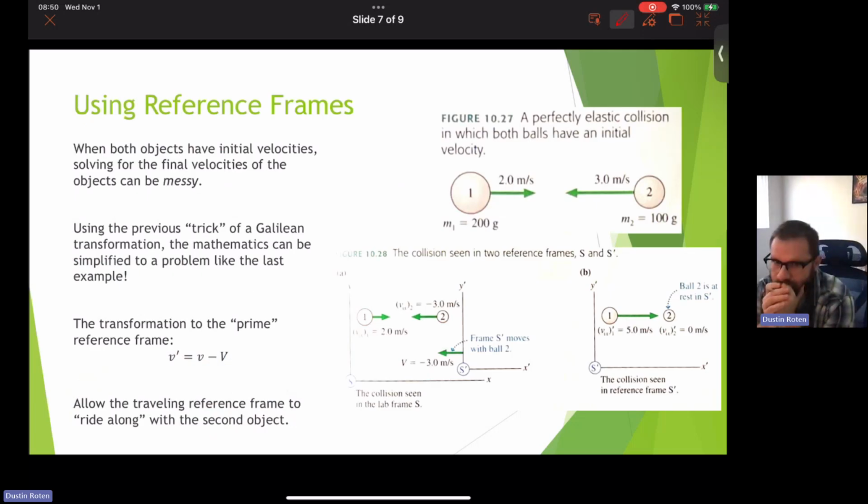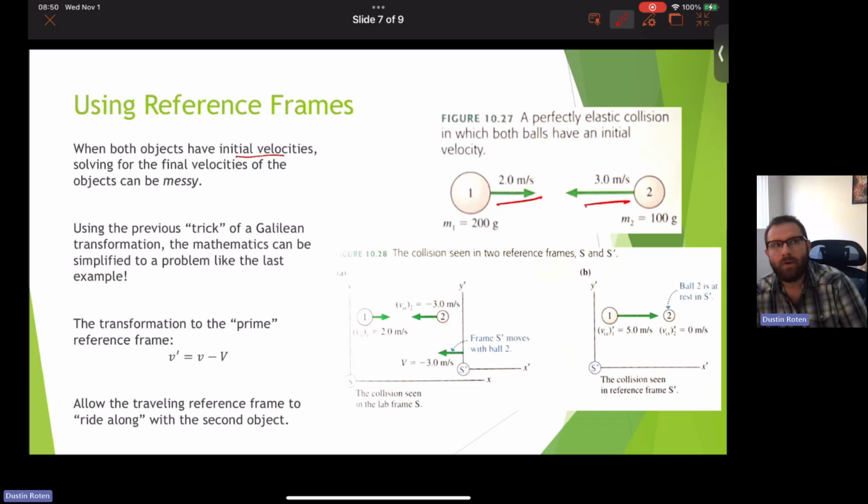Now, let's think about the obvious situation that we haven't covered yet. What if both objects have initial velocities? You can see over here in this picture, we have this perfectly elastic collision in which both balls have initial velocities, here and here.